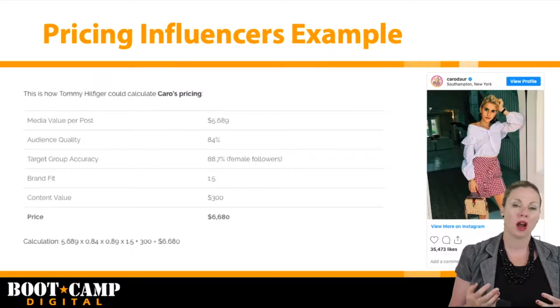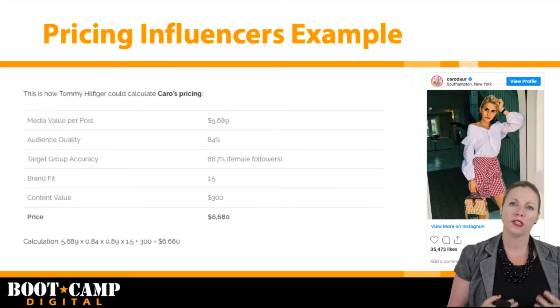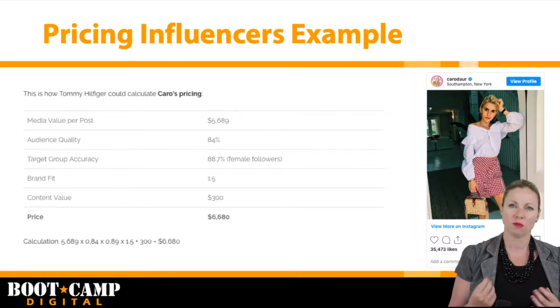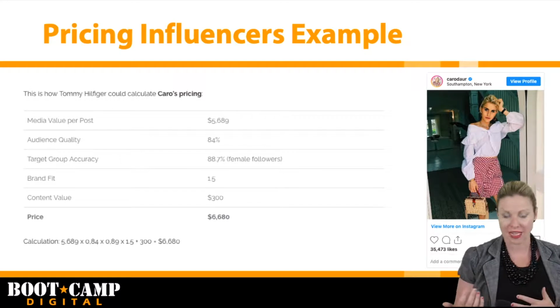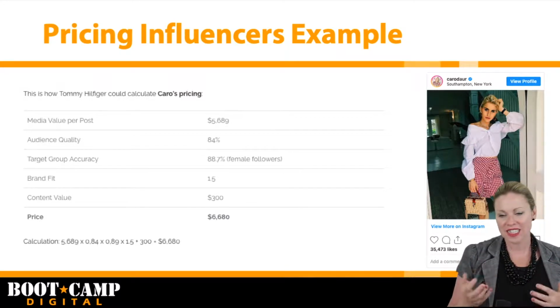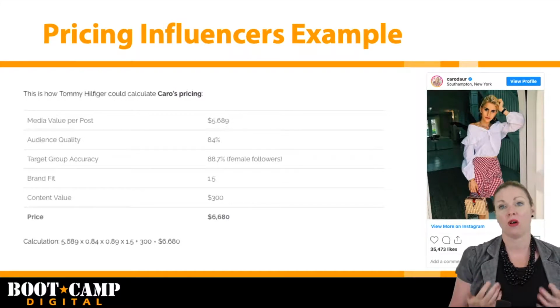Next thing is brand fit. If I'm Tommy Hilfiger, I probably don't want an influencer who's a little too racy or posting too many photos that are sexy, because Tommy Hilfiger's brand is a little bit more on the classy side. Maybe this is wrong and it's just my opinion. So in this case, if you look at this influencer, she looks like a Tommy Hilfiger model already. So this is a really strong brand fit. So I'm going to score this 1.5 on my 0.5 to 1.5 scale.